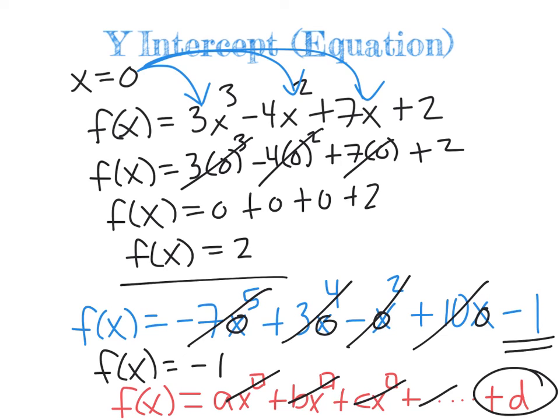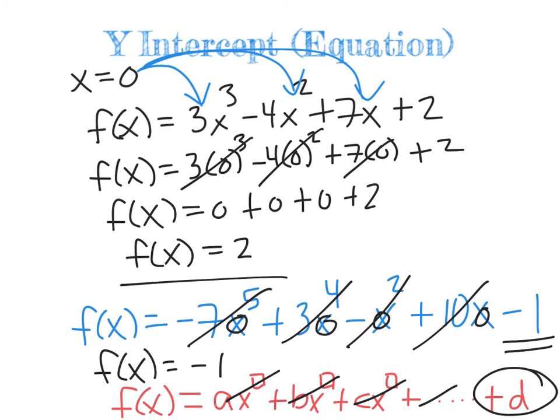And that last value, as long as all the like terms are combined, the last value that does not have an x will always be your y-intercept. So if your function doesn't even have a number at the very end, it means that it's going to be a plus 0, leaving you with 0 as your y-intercept.